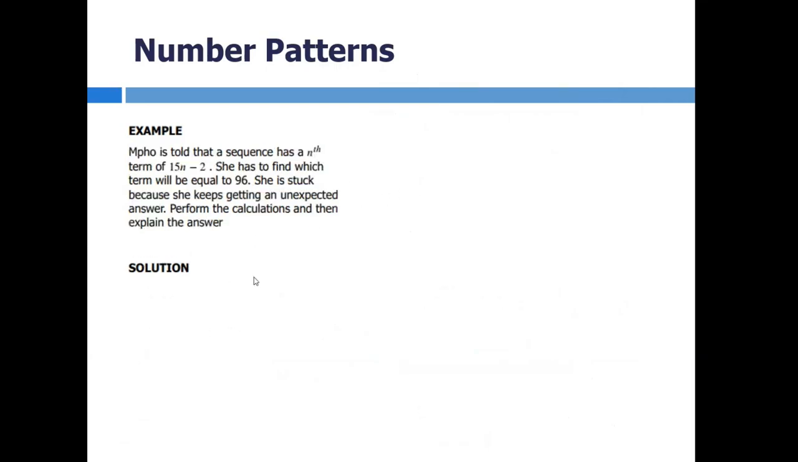Mpho is told that a sequence has nth term of 15n minus 2. Can you see how this question is asked? Let's talk about this question. They say the sequence has nth term of 15n minus 2. What does this statement tell you? What are they talking about? Who is that nth term? It is also known as the general term. Thank you, Natalia.